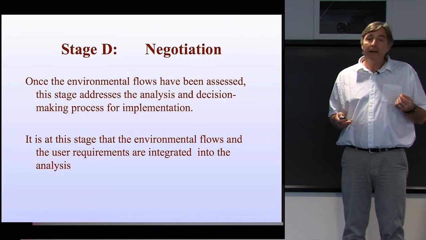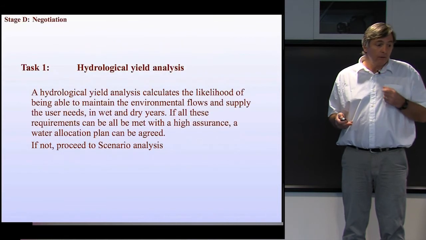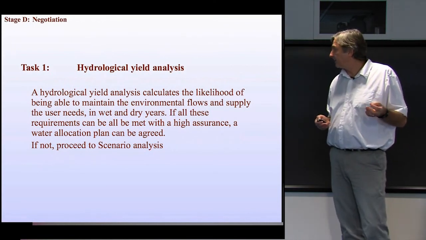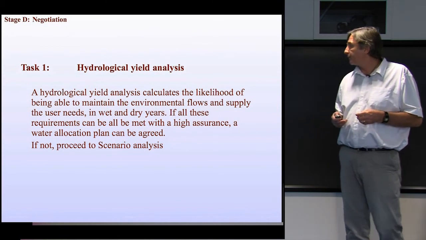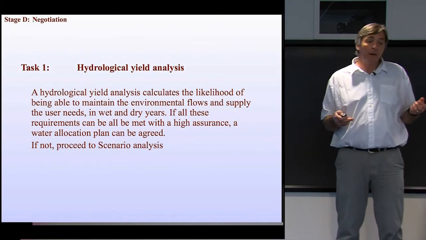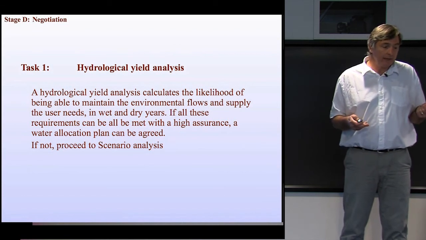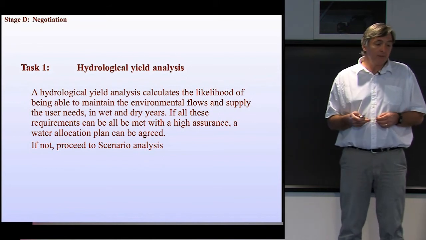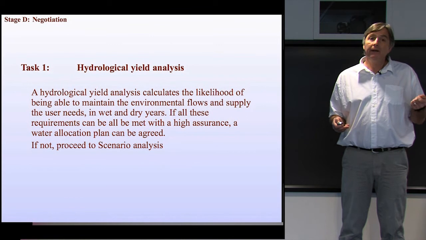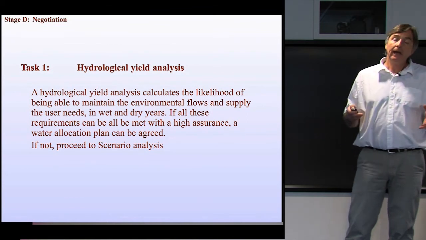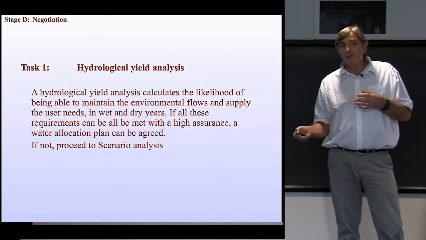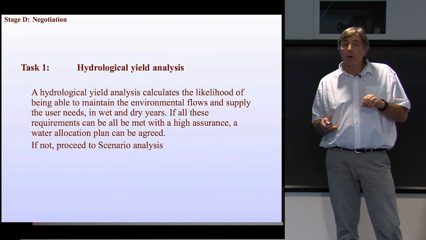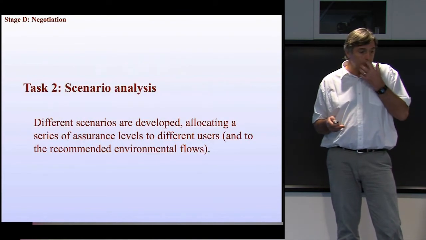or not. If they can't be met, then one has to go to the hydrological yield analysis, which calculates the likelihood of being able to maintain the environmental flows and supply the user needs in wet and dry years. If all these requirements can be met, then fine, the water allocation plan can be agreed. If not, there has to be an analysis of different scenarios in which either some of the user requirements are given a reduced level of assurance, or the environmental flows are compromised.